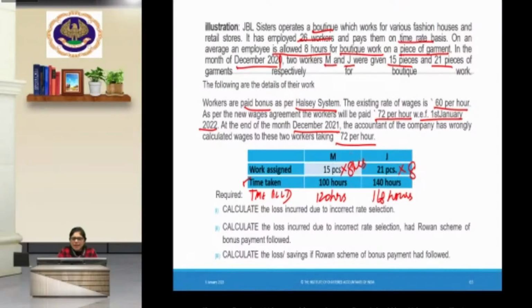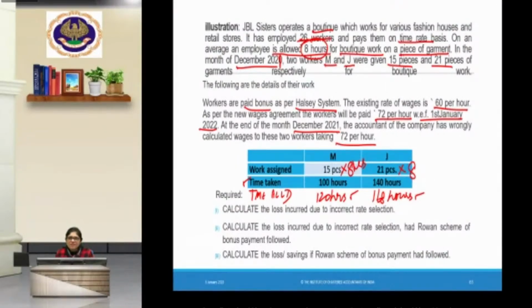So, M and J, 15 pieces and 21 pieces are given. Time taken by M is 100 hours on 15 pieces. Time taken by J is 140 hours on 21 pieces. Time allowed is 8 hours per piece, basically what should be taken to complete one piece. So time allowed should be 120 and 168 for M and J.